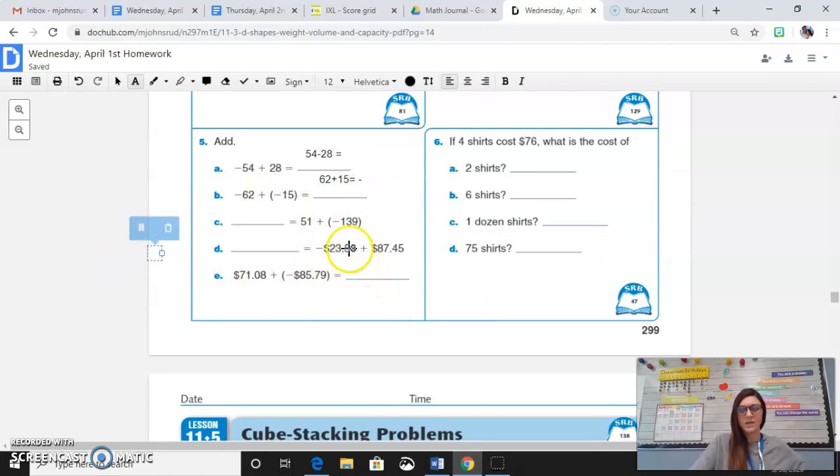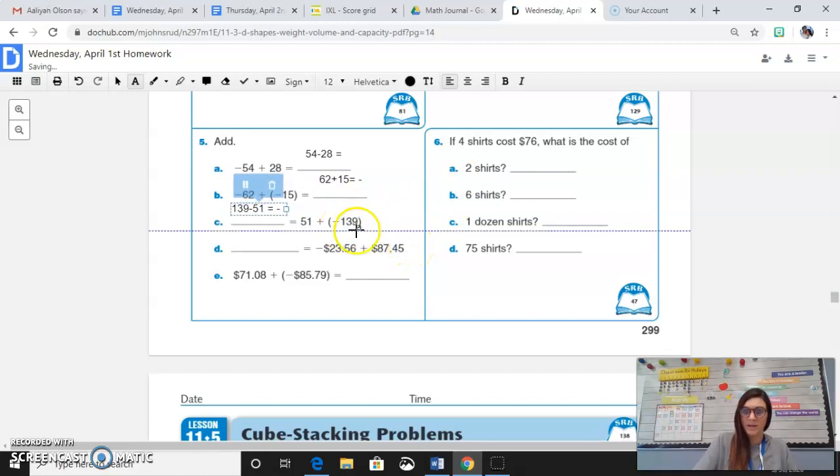For this next one, negative 139 plus a positive 51. So you're trying to figure out how many more negatives you have than positives. So for that one, you are going to take 139 minus 51 to figure that one out. And then your answer is going to be negative because there's way more negatives than positives here.